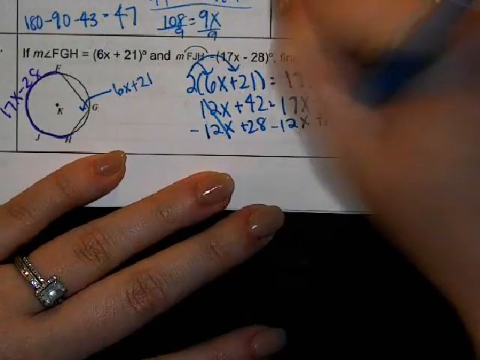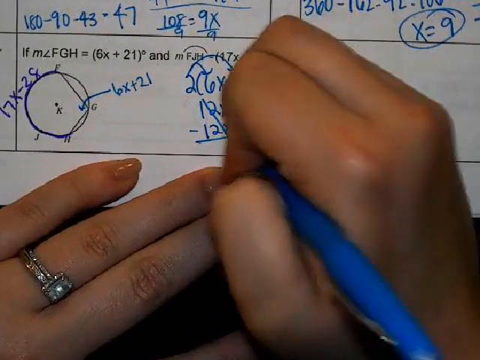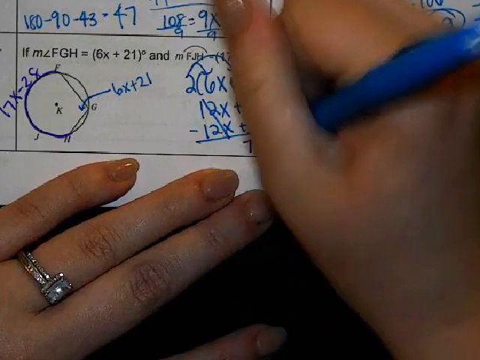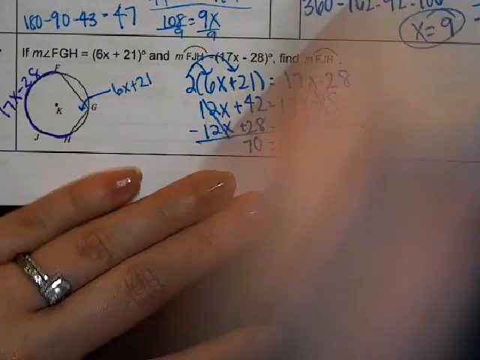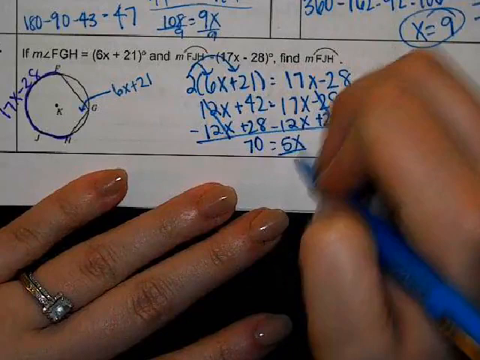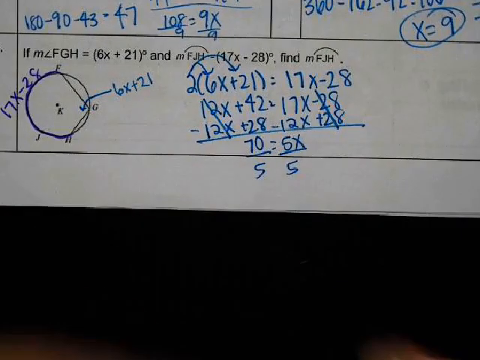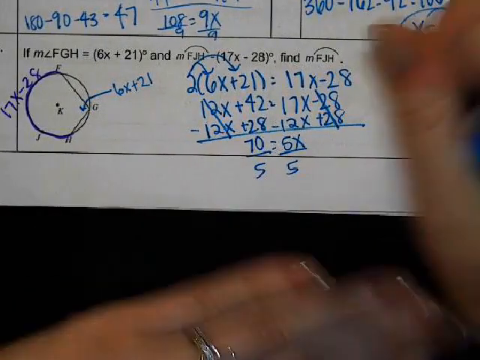That leaves me with 70 is equal to 5x. To find x, I'm going to divide both sides by 5. That makes me have an x value of 14.